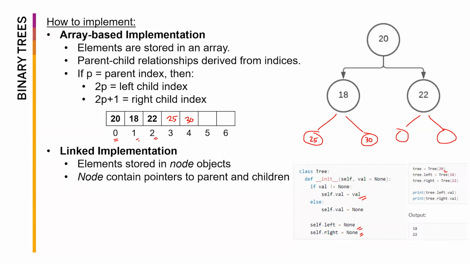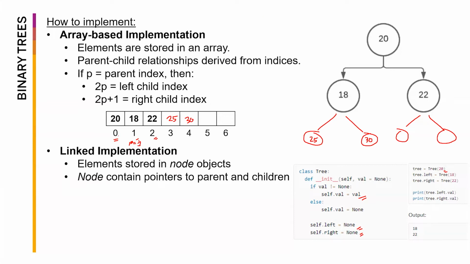So 2P, if the parent is P, so the parent is P equals 1, then the left child index is 2P. Wait. This was supposed to be correct yesterday. Hang on. Okay, I get it now.